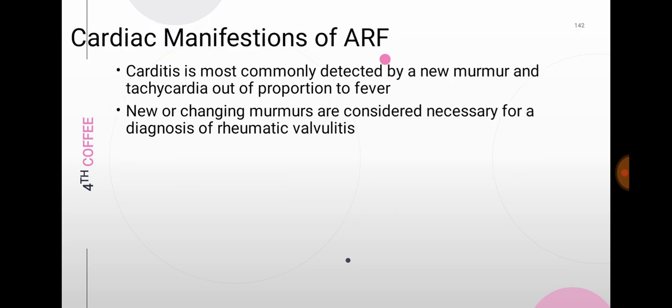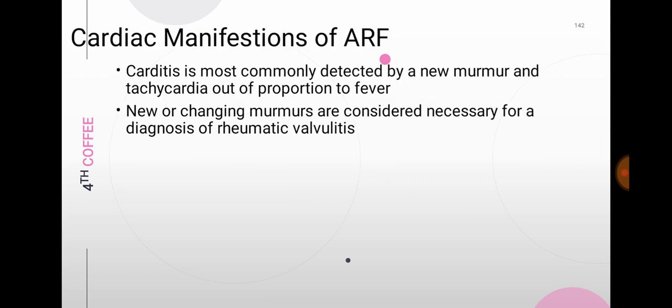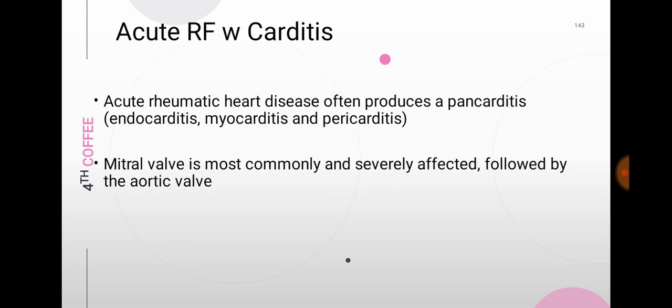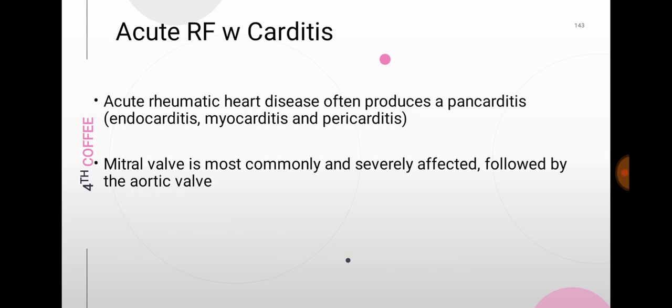So RF with carditis is pancarditis. We have inflammation of the whole heart. We have endocarditis, myocarditis, and pericarditis. The most commonly affected valve is your mitral valve. So you have these manifestations: valvulitis, resting tachycardia, muffled heart sounds, gallop rhythm, friction rub, and signs of congestive heart failure. We have a term, echocarditis.